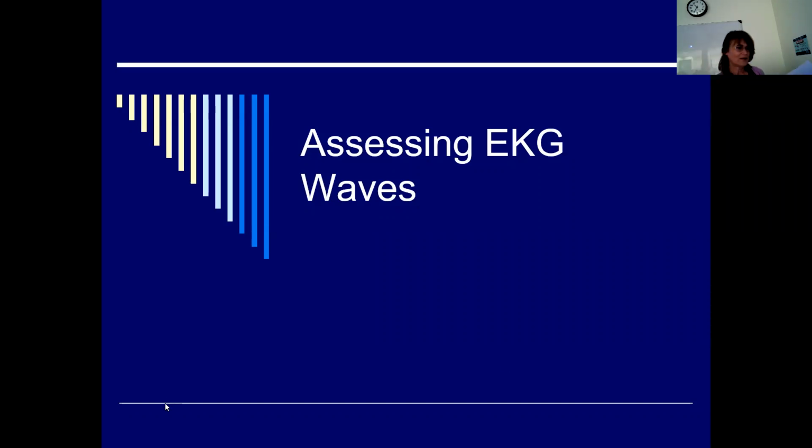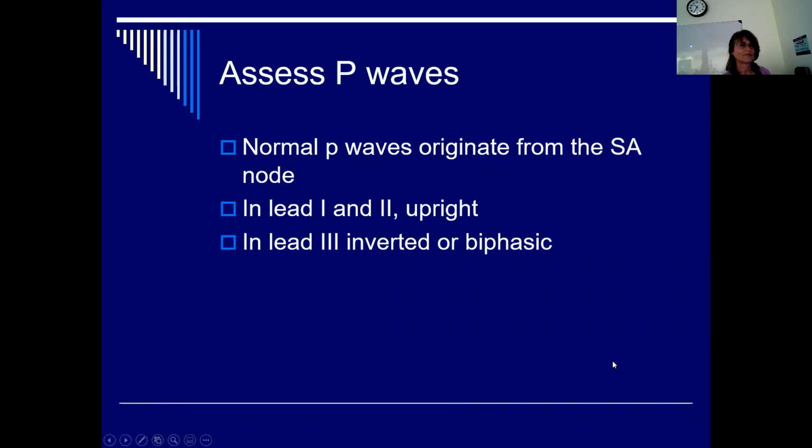All right, so assessing waves. When we look at a P wave and we see a little blip go up, we know that the atria are depolarizing. But what if the P wave looks weird, or every P wave looks different? Why aren't they all the same? It'll be upright in lead 1 and 2, and upside down in lead 3. Biphasic means part of the P wave is above the baseline, part of it's below the baseline.